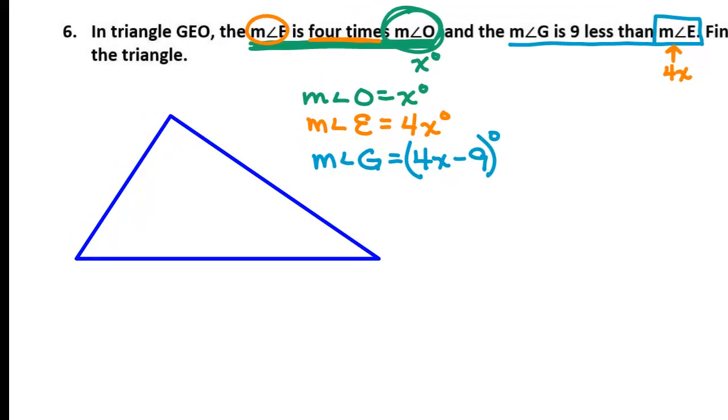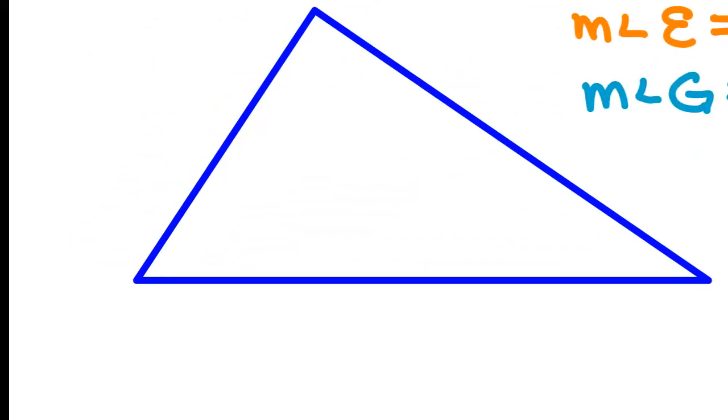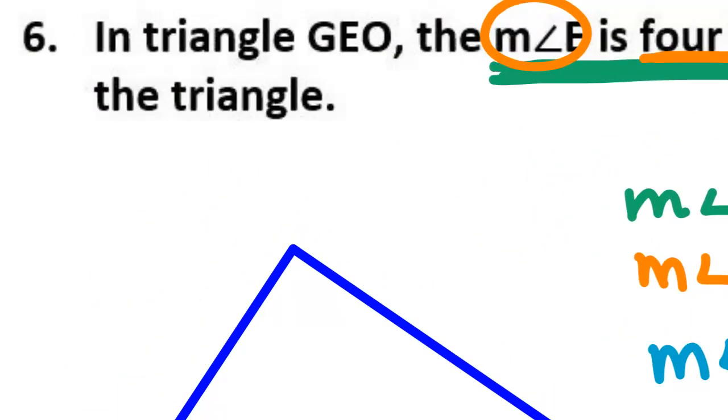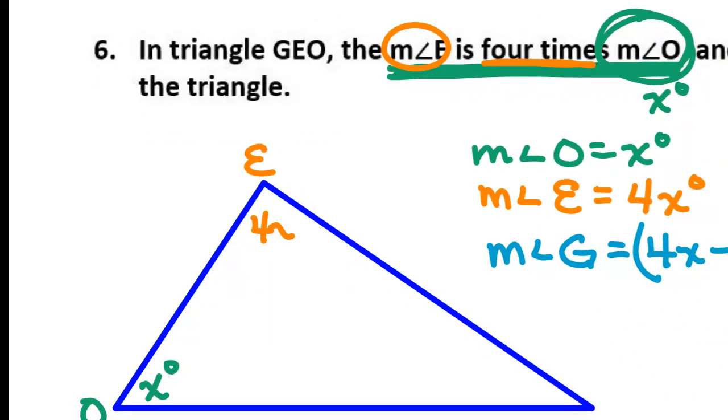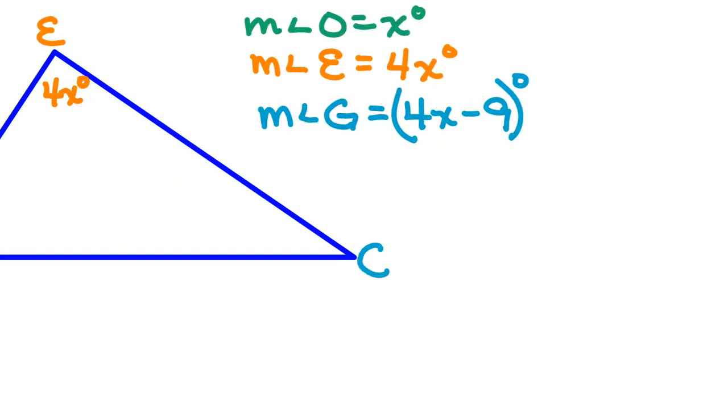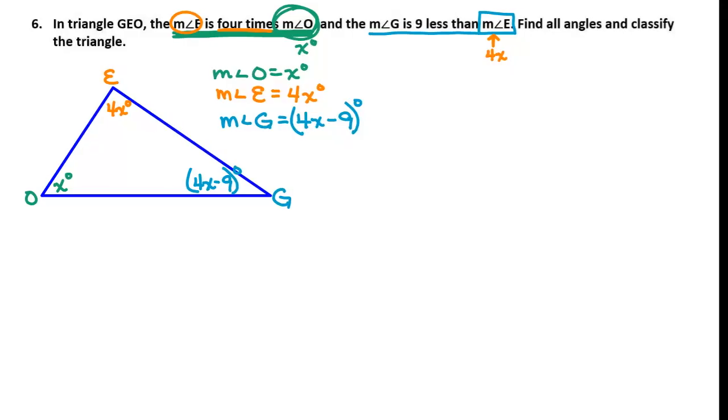So I'm going to come in here and label this triangle. I'm going to call this angle over here O, so that's my x degrees. I'm going to call this angle up here E, so that's my 4x degrees. And I'm going to call this angle G, so that would be 9 less than 4x. So 4x minus 9.